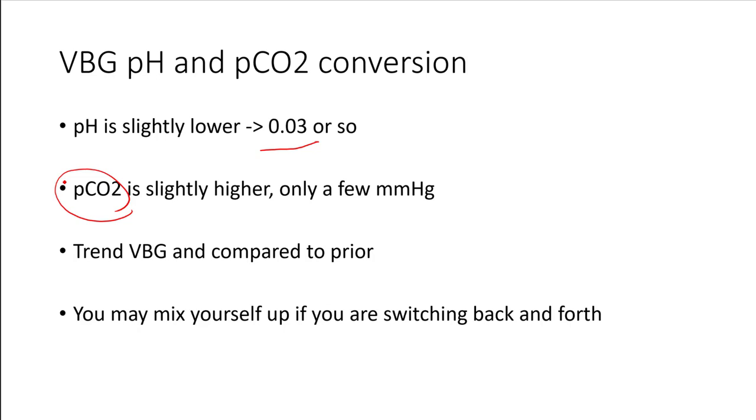And if you're trending just VBGs, then you have a reference for where they were earlier in the day or the day before, and I'm not actively converting back and forth. I'm just looking to see, is it getting better? Is it getting worse? And if it's close to 7.3, then they're fairly close to 7.35. But about 0.03 is the conversion that I usually go for with the pH.